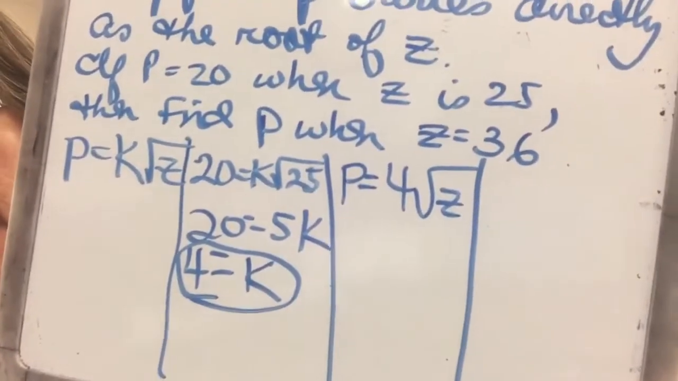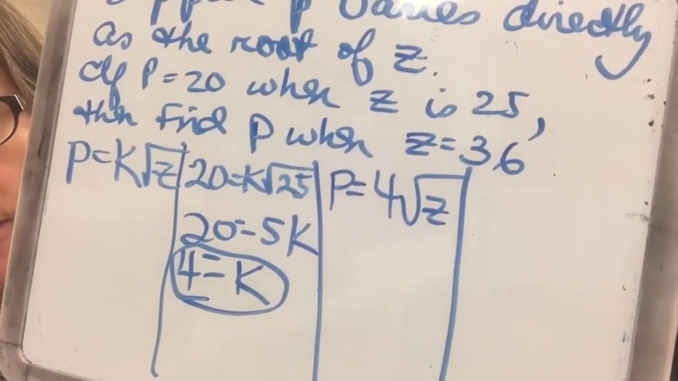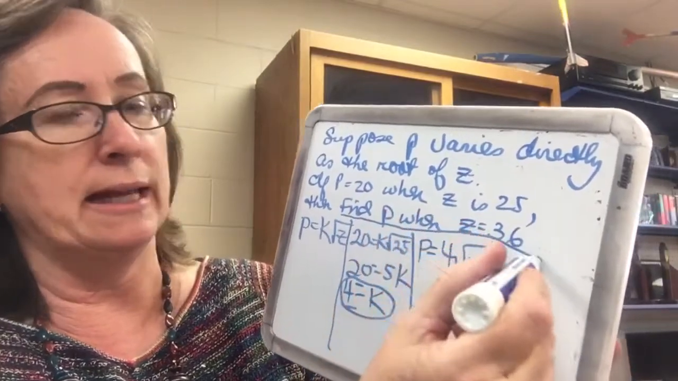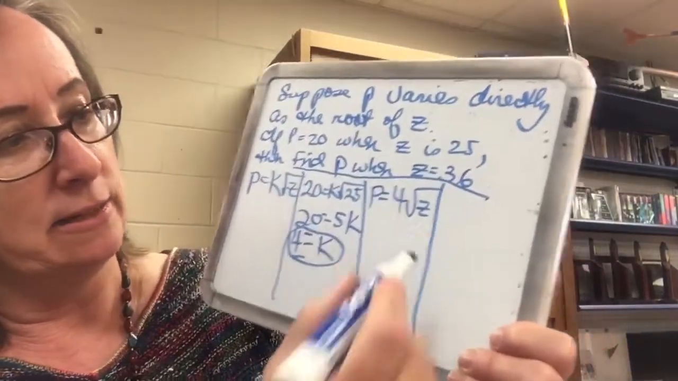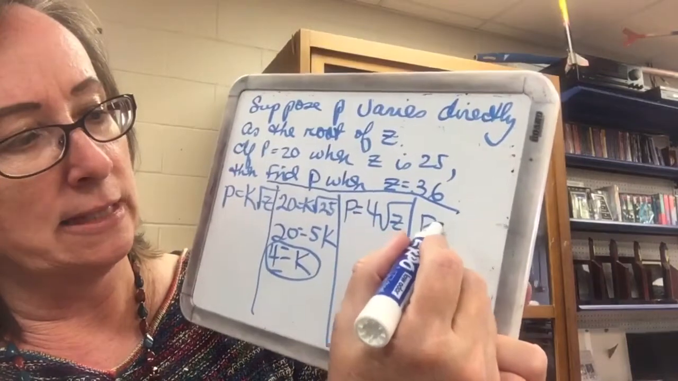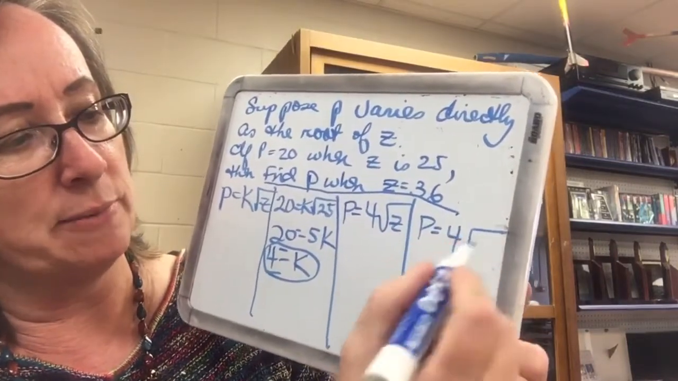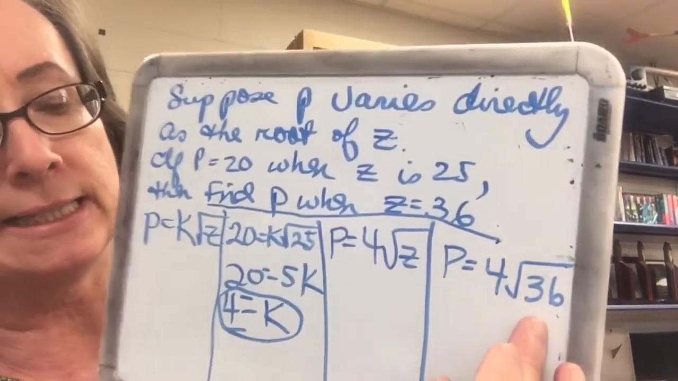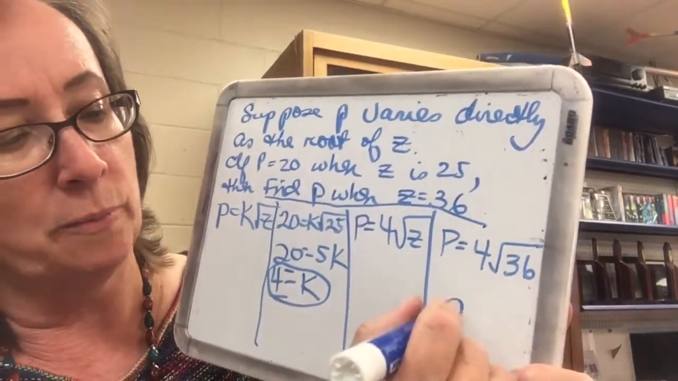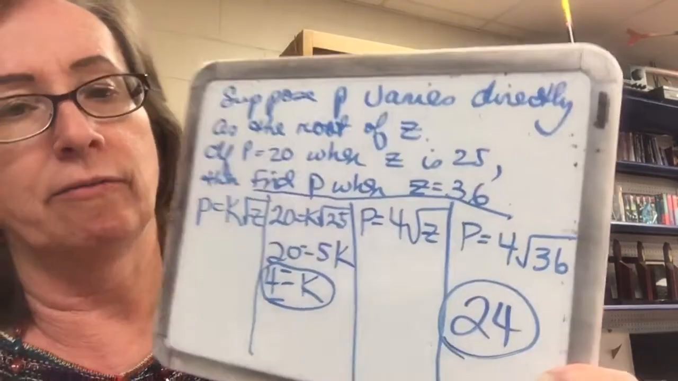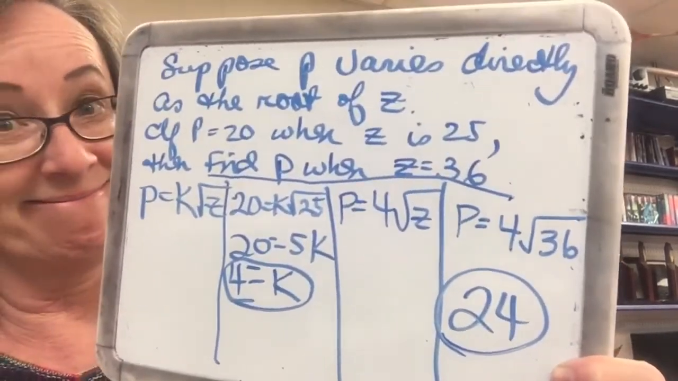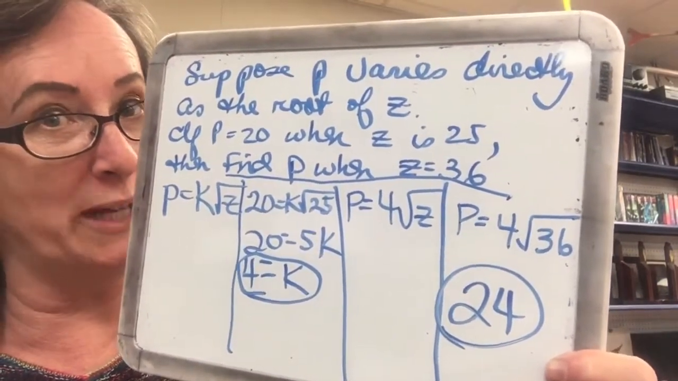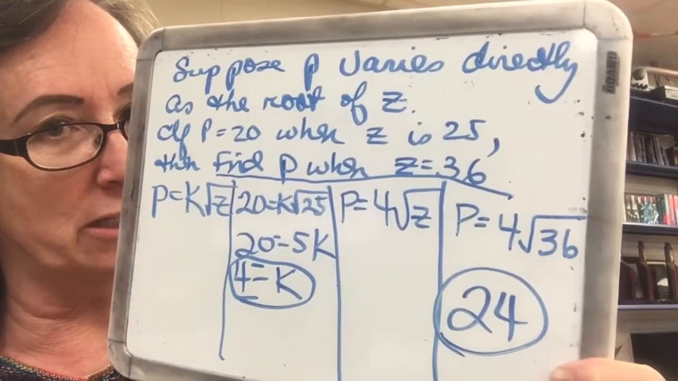And lastly, I use my new equation to answer a question. And the question was, find p when z is 36. So p is 4, and then I'm going to substitute in z is 36. The square root of 36 is 6 times 4, so p would be 24. Not much to it, is there? Remember your 4 steps, they work no matter which type of variation we are doing.